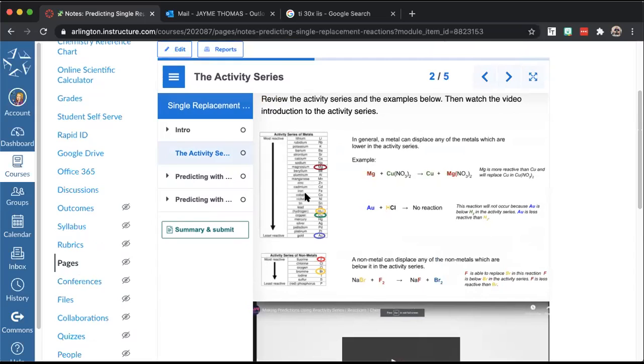Now, sometimes they look different depending on where you look them up on the internet or in a textbook. Sometimes for the non-metals, they leave off oxygen and sulfur and phosphorus. They only do the non-metals that are in group 17, the halogens.